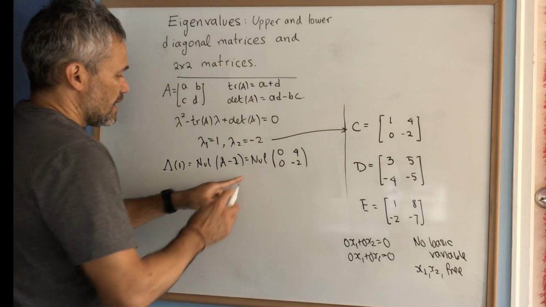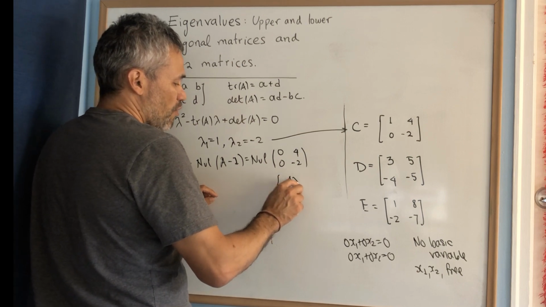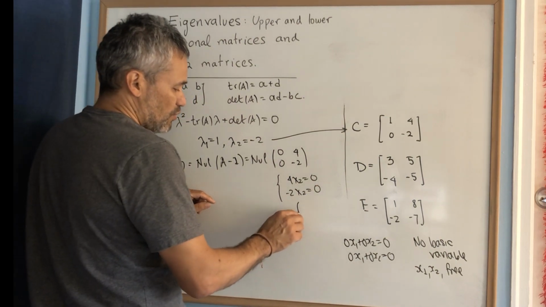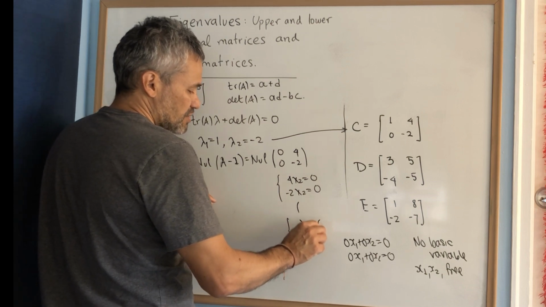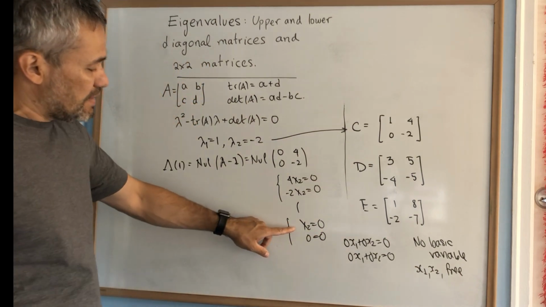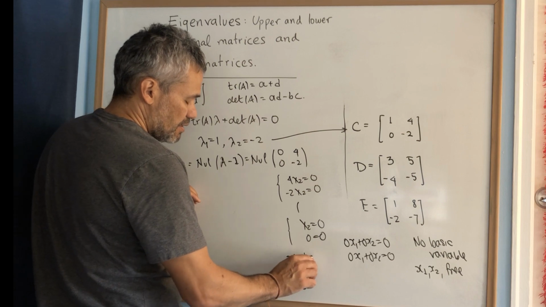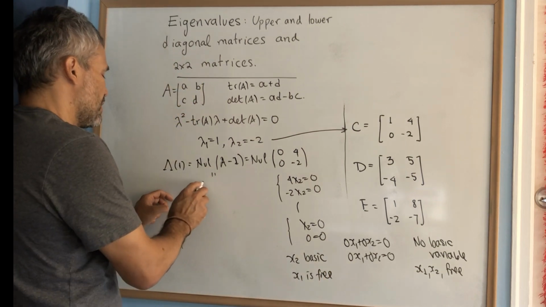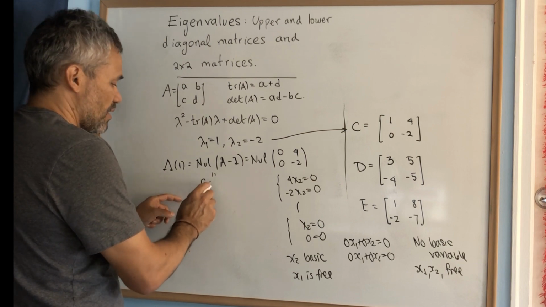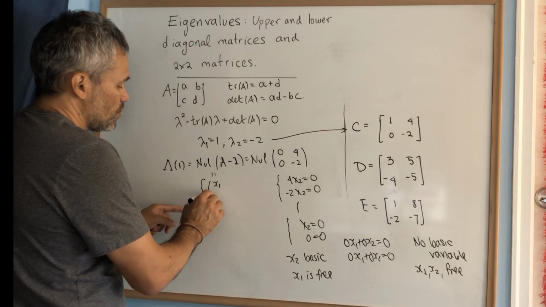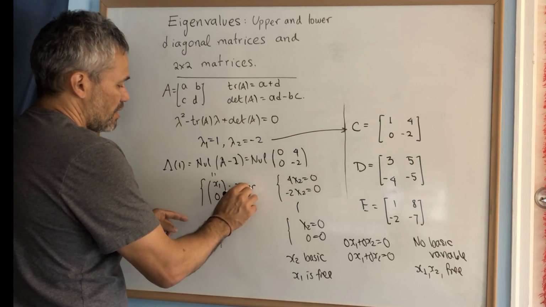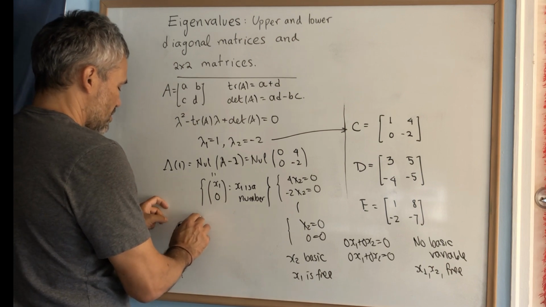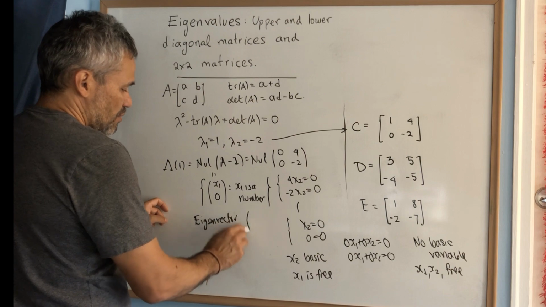And to find this null, we need to solve this system: 4x2 equals 0, negative 2x2 equals 0. We can see that when we do row reduction, we end up with only this equation, x2 equals 0, and 0 equals 0. That means that in this case, x2 is basic and x1 is free. And then the null can be written in this form: x1 is free, then I write x1 and x2 is 0, such that x1 is a number. And this means that an eigenvector is going to be the vector 1, 0.